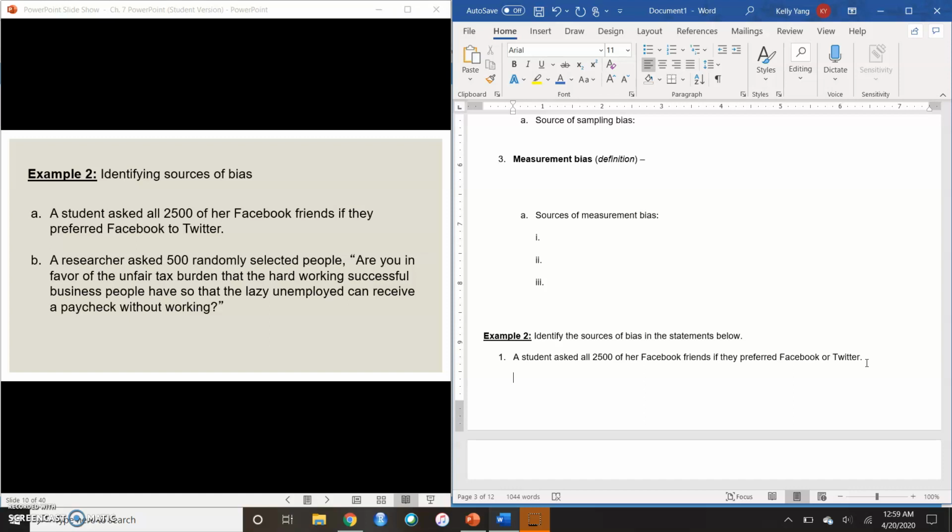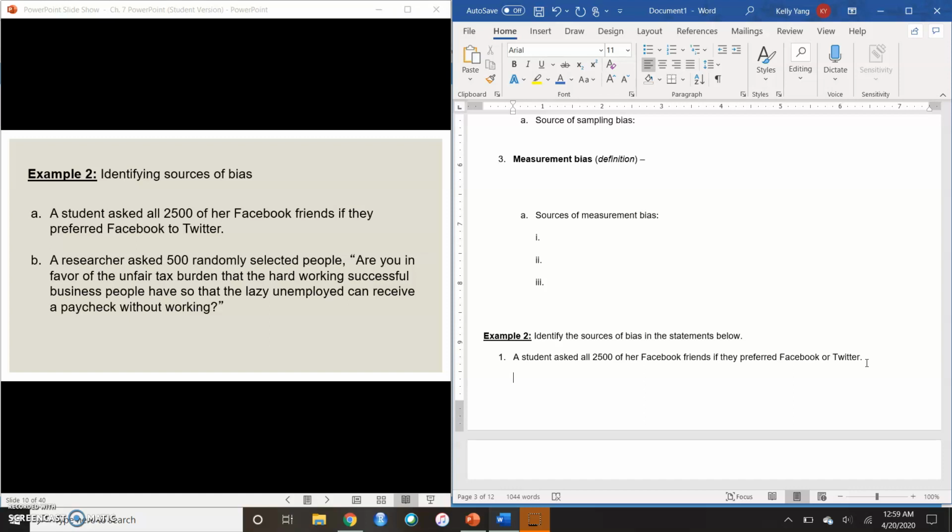Okay, so the first example: a student asked all 2,500 of her Facebook friends to see if they preferred Facebook to Twitter. So I want you to go ahead and think, is there bias? If there is, is it sampling or measurement bias? If it's sampling bias, is there a source of sampling bias? If it's measurement bias, is there a source of measurement bias?